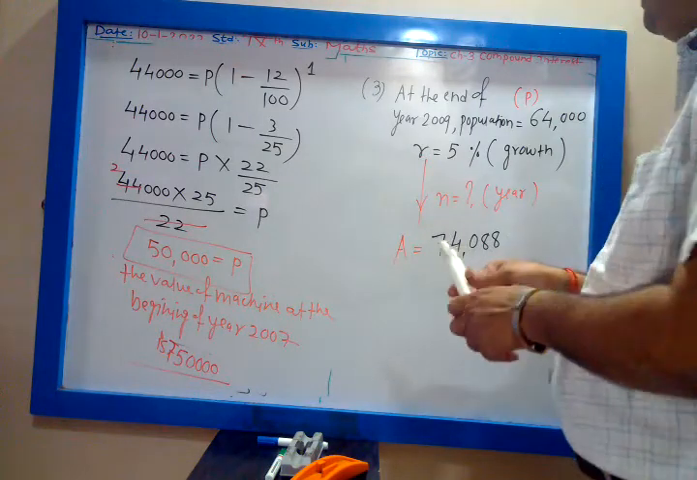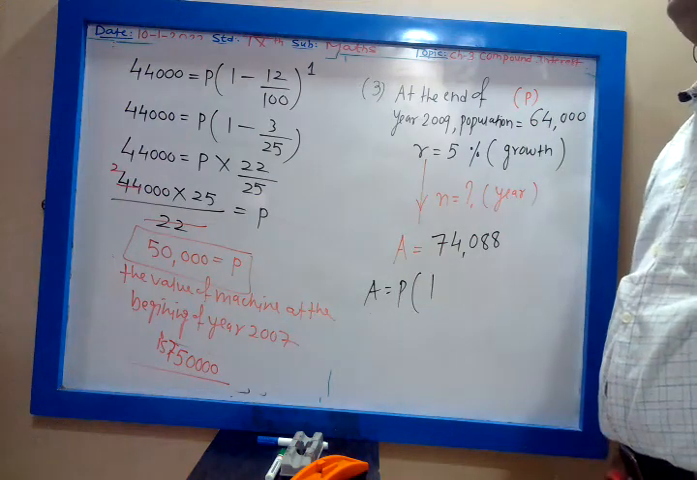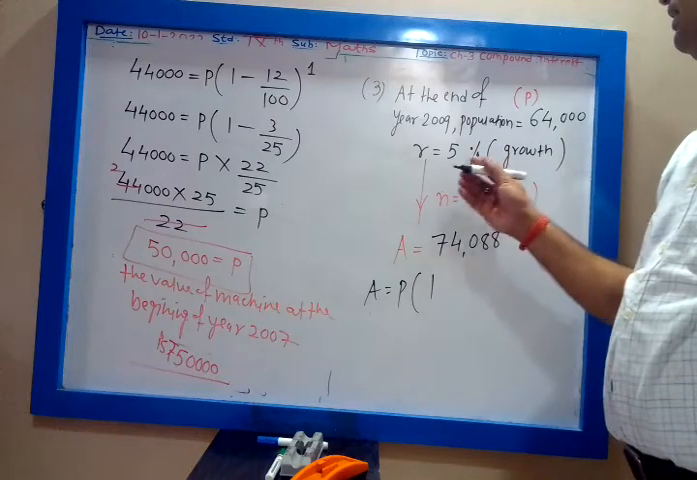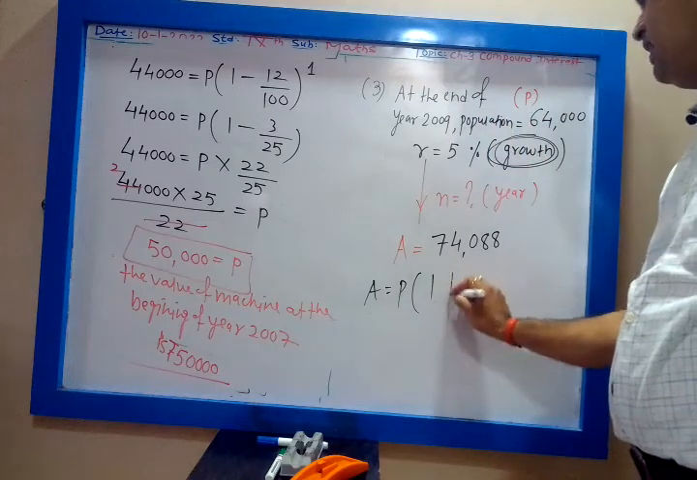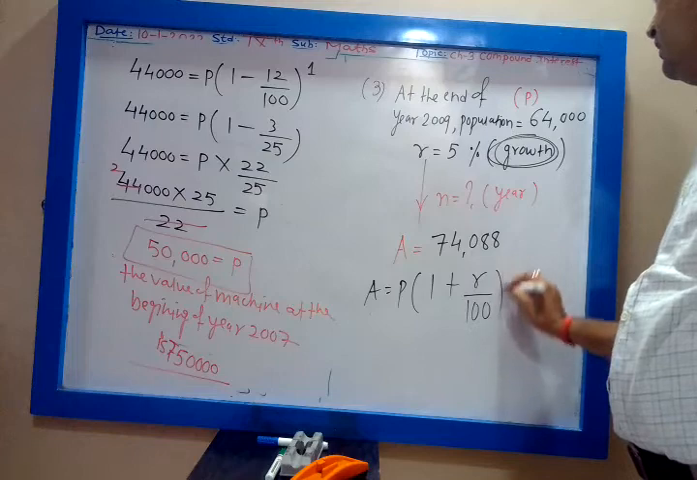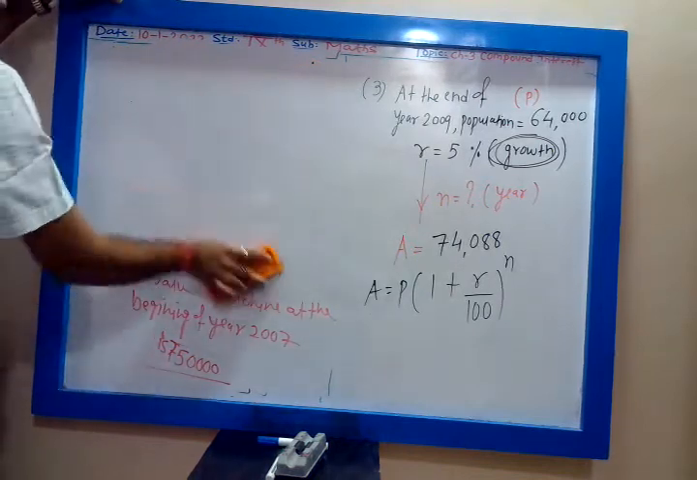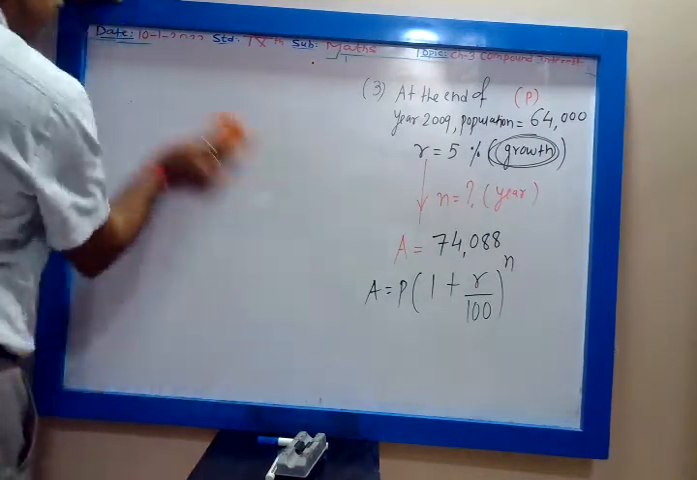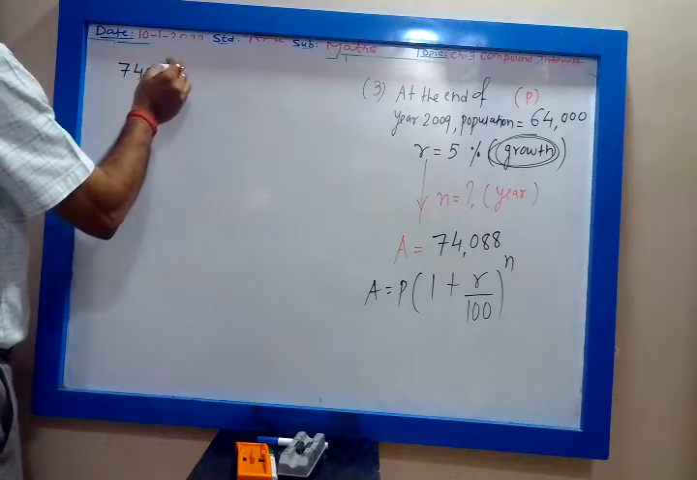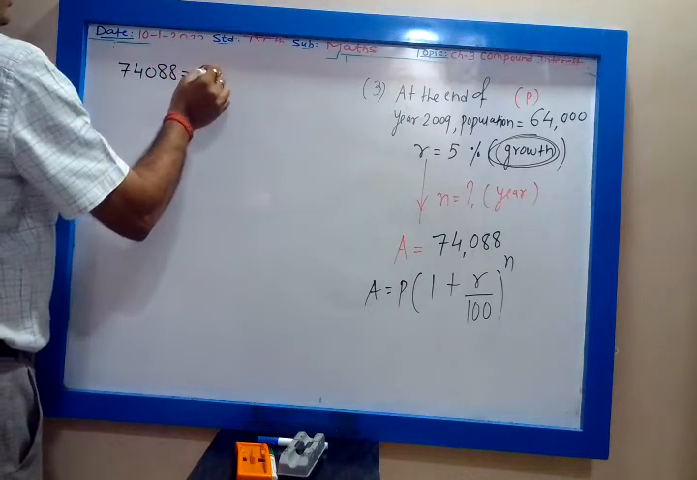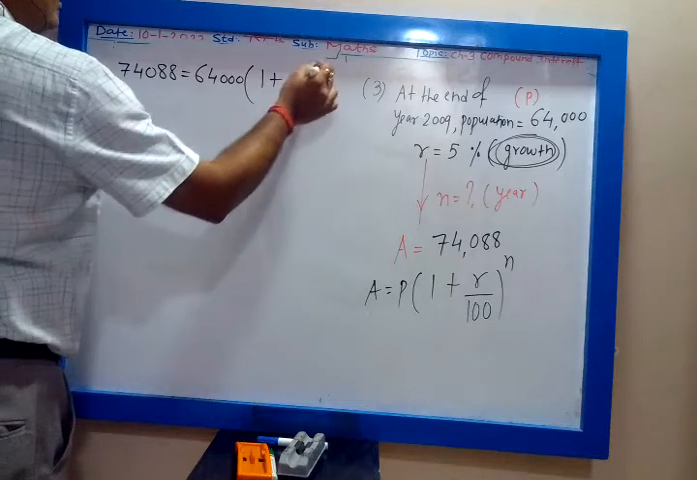Yes, sir. So now which formula you will use? So use A is equal to P into what you will write, 1 minus or 1 plus? My dear, 1 plus, because this is growth. It is not depreciation. So 1 plus R upon 100 raised to N. So A is 74,088 is equal to P, P is 64,000, into 1 plus R upon 100 raised to N. Yeah, will work out.